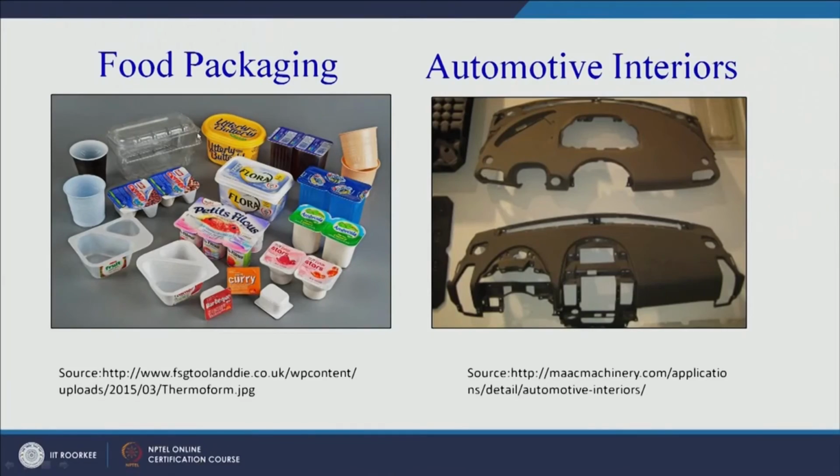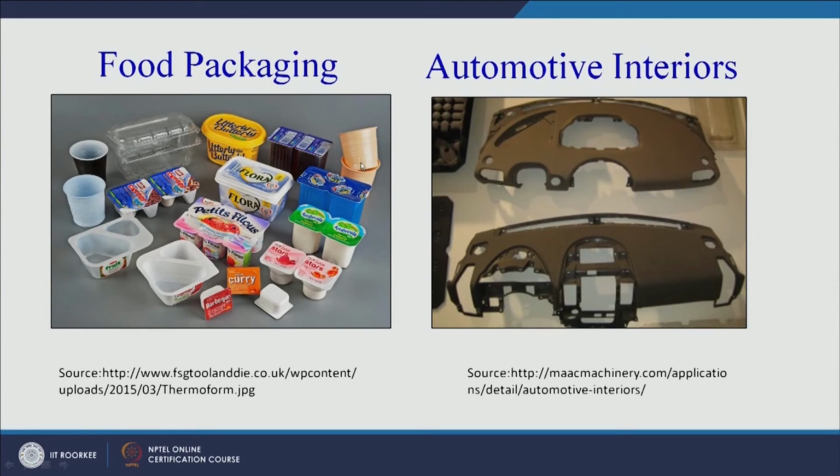We have tried to compile from the internet 2 or 3 images that give us a glimpse of the products that can be made by the thermoforming process. On your screen you can see food packaging parts. All of us may have used them, maybe this can be a strawberry box. We have used this box a number of times. These types of disposable cups also have been used, disposable boxes can easily be made using the thermoforming process. Even these glasses can be made.